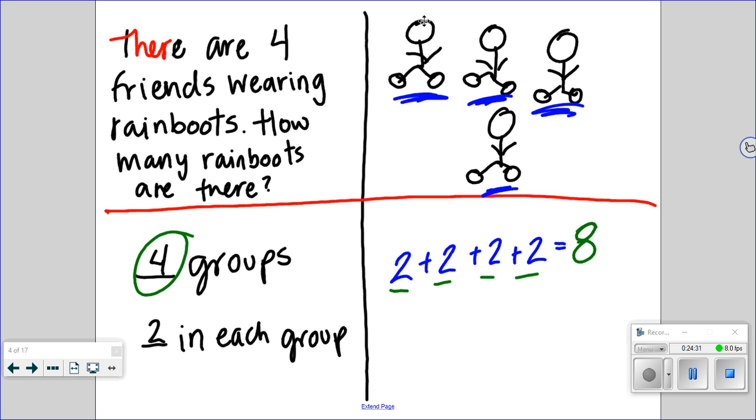Then I need to know how many groups and how many things are in each group, and then lastly I need that repeated addition equation.